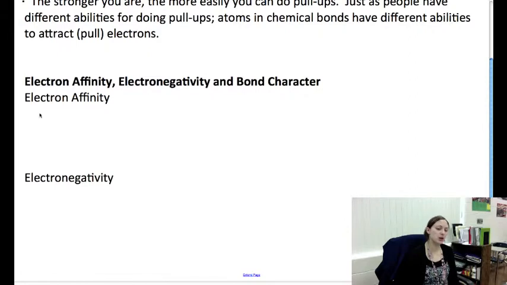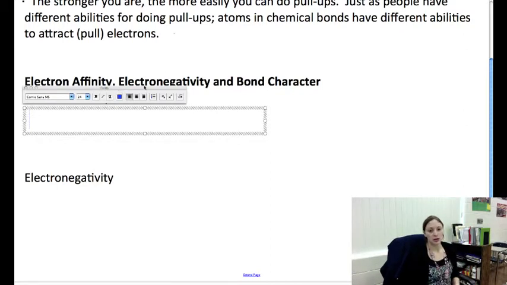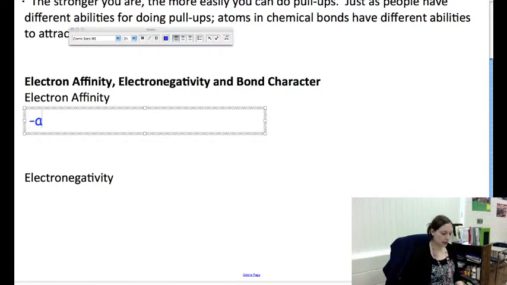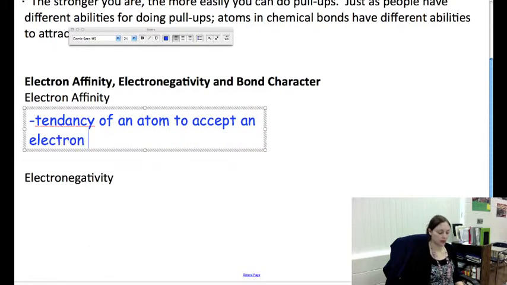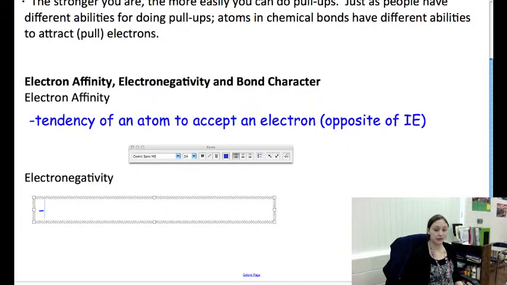So I'll start off first with electron affinity. And this is kind of the opposite of ionization energy. It means that it is the tendency of an atom to accept an electron. Like I said, it is the opposite of ionization energy. If we switch to electronegativity, which we looked at in Chapter 6, let's remember that that is the ability of an atom to attract an electron in a bond.